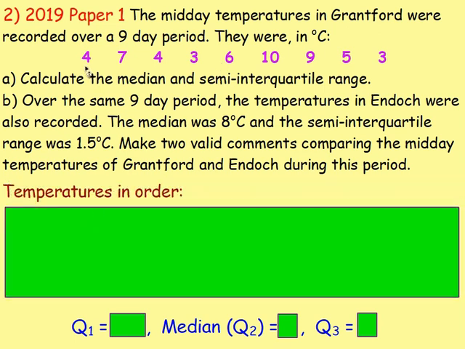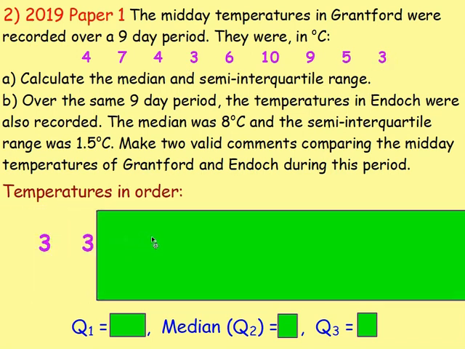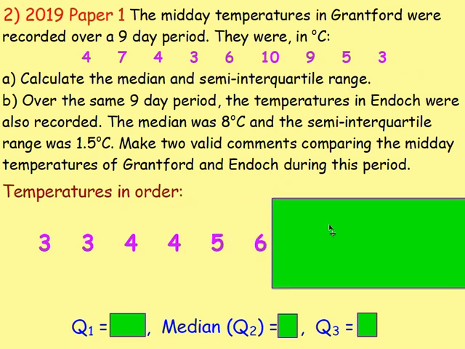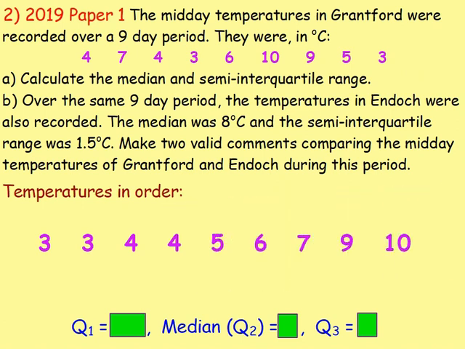So the temperatures in order. If you order these from smallest to largest, you have 3, 3, 4, 4, 5, 6, 7, 9, and 10. That is those numbers in order from smallest to largest. You have to get them in order first of all. Well done, Sam. What you do after that is you can get the median and you can use that to get the semi-interquartile range. Remember, for the semi-interquartile range, you need your quartiles, Q1 and Q3. And Q2 is your median. So, let's do this.